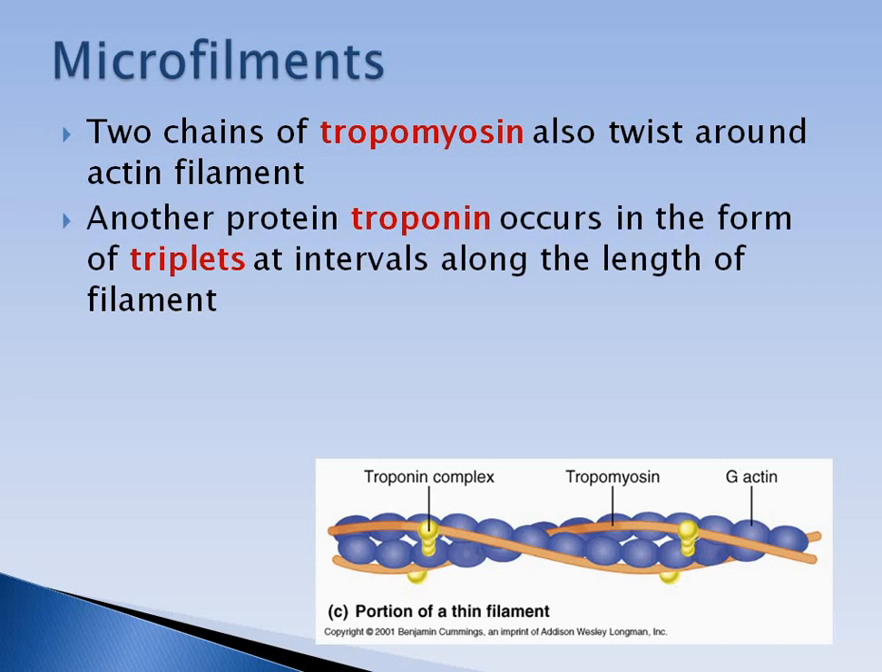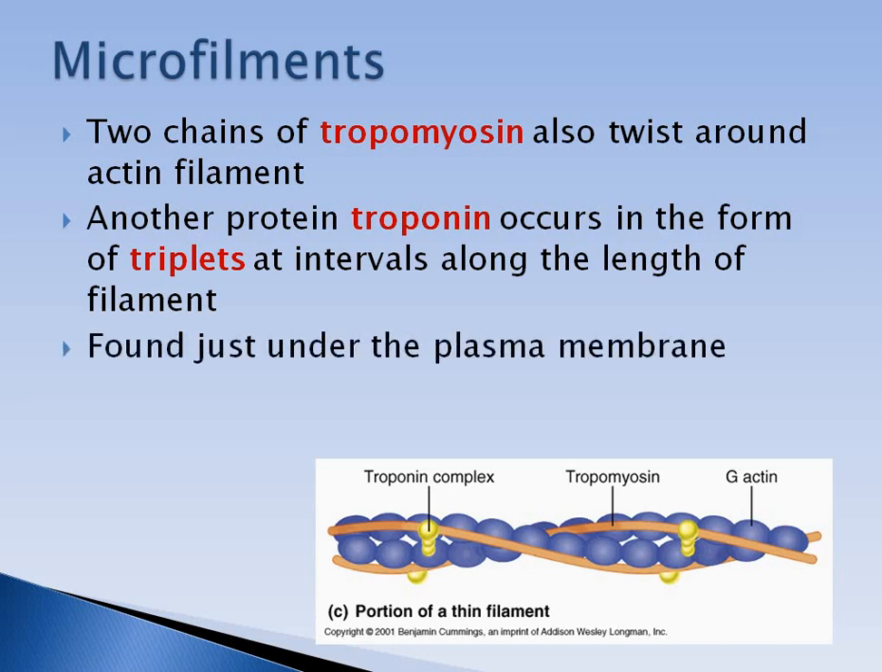And there's another protein or a third protein that is called troponin. Troponin consists of three subunits which are arranged in the form of a triplet, as you can see in this figure. And troponin is attached to tropomyosin at certain intervals. Together, actin, tropomyosin and troponin, they help in contraction, in cyclosis, and also to provide shape and support to the cells, especially to the plasma membrane.